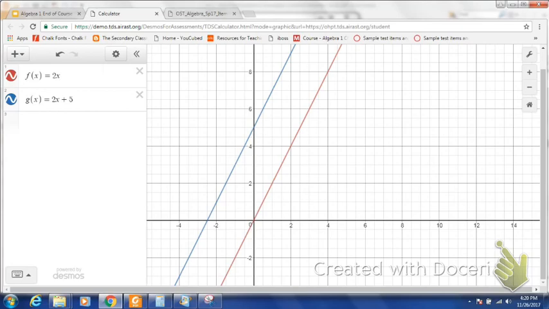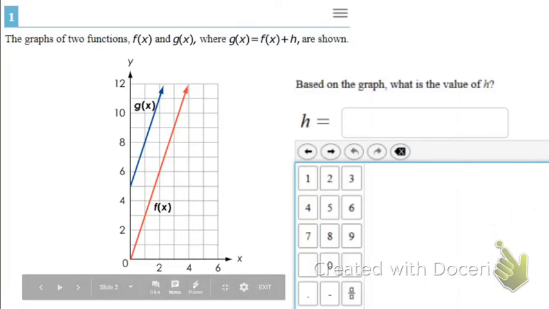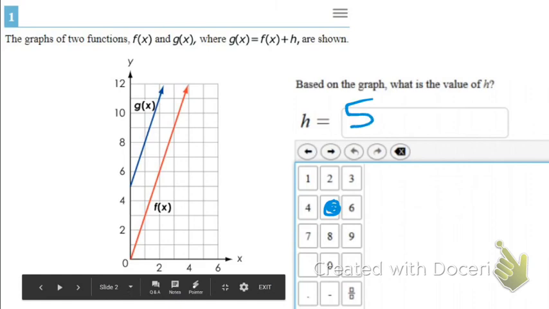So if we go back here to the question, all you have to do here is you just push this button right here for 5, and it will type in a 5 for you, and you move on to the next question.